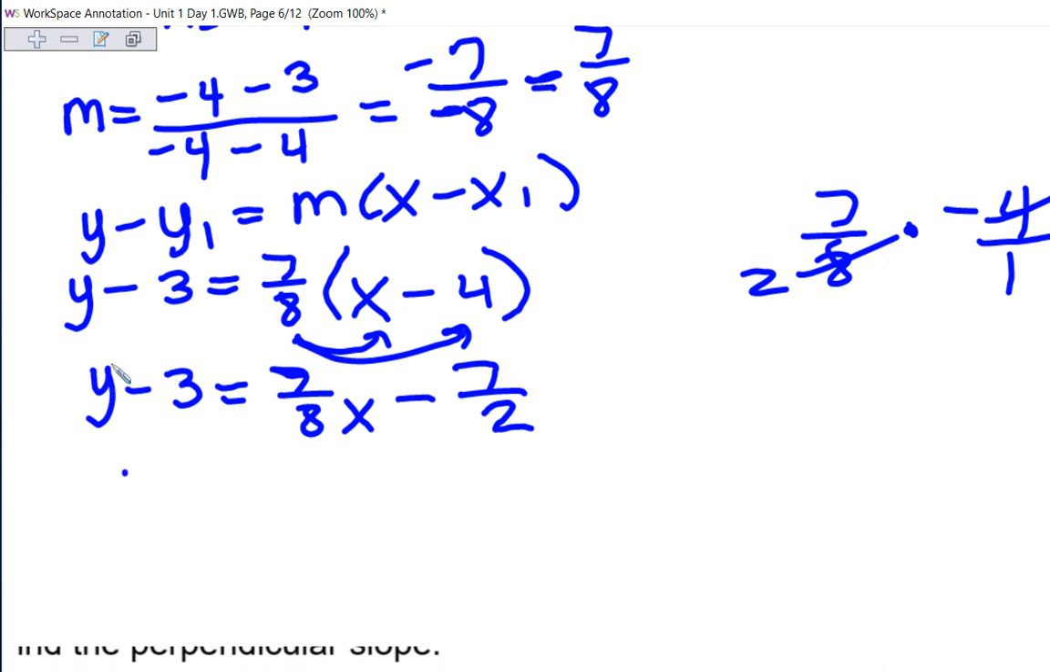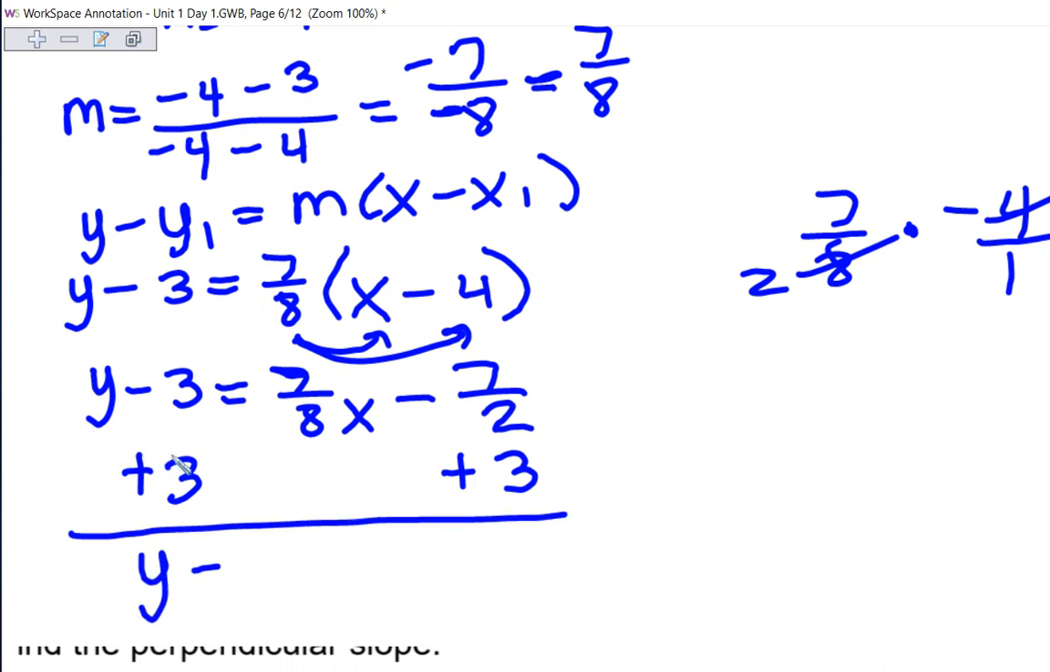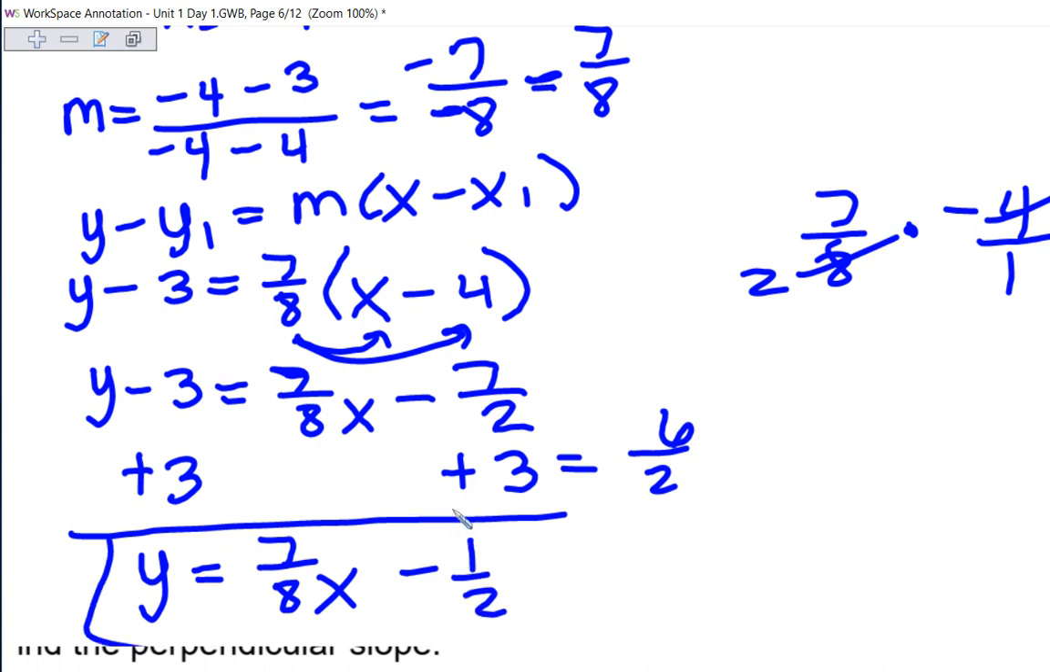Add 3 to both sides. So this would be y equals 7/8x, and -7/2 plus 3. I really need to change this to a common denominator. So instead of 3, that's equal to 6/2. So 6/2 minus 7/2 would give me -1/2. So y equals 7/8x minus 1/2.